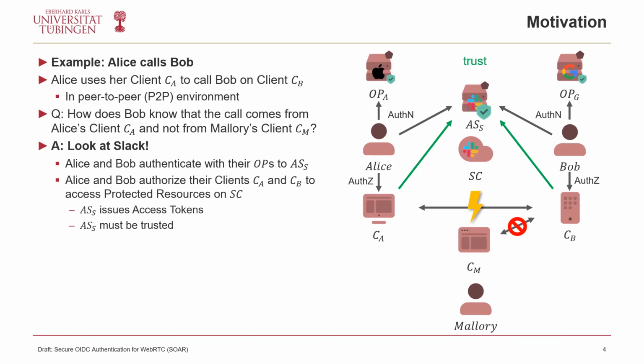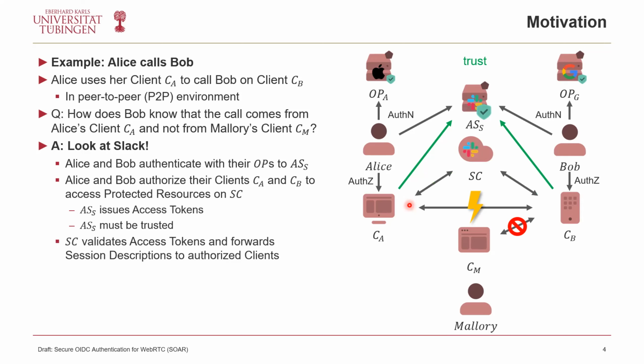In addition, Slack needs its own signaling channel because both clients will connect to the signaling channel and wait for connection requests from other clients. Thereby, they are authorized by their access tokens. And from the access token, the signaling channel of Slack also knows the user IDs of Alice and Bob.